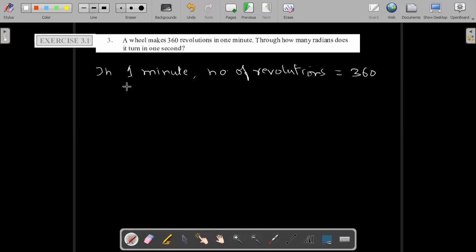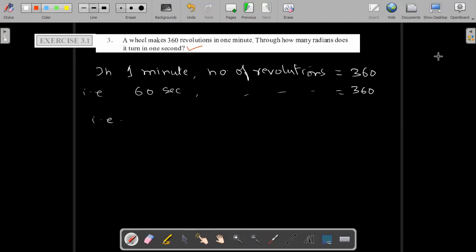1 minute means 60 seconds. That means in 60 seconds the number of revolutions is 360. So in 1 second, how many revolutions will it make? We have to find in 1 second how much angle it will make. So first we will find how many revolutions it can make in 1 second.